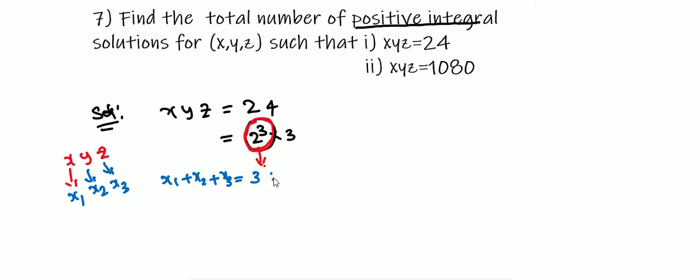5c2 is nothing but 10. So that means indirectly what we are applying here is that three identical objects are being distributed to three distinct groups x, y, z. So that is 5c2.